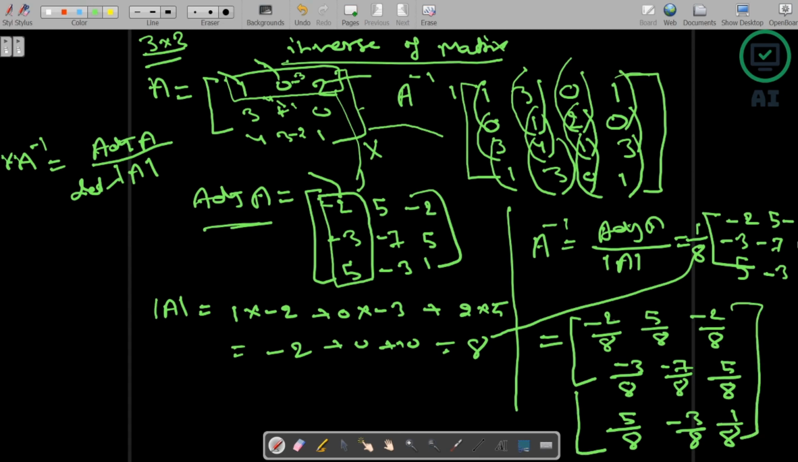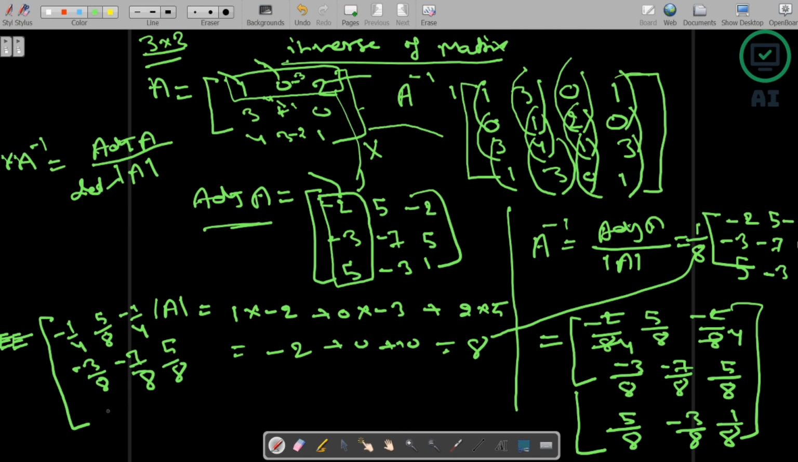If you solve this, -2 by 8 and -2 by 8 reduce to -1 by 4. So the final matrix would be -1 by 4, 5 by 8, -1 by 4, then -3 by 8, -7 by 8, 5 by 8, 5 by 8, -3 by 8 and 1 by 8. So this is the final A inverse.